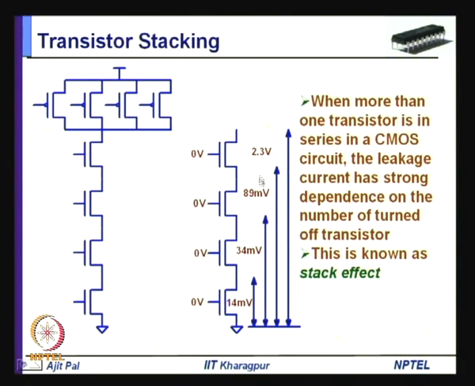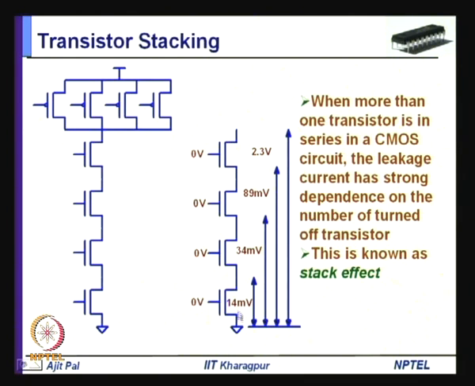So, that means in such a situation we find the source of this transistor is having a voltage of 14 millivolt and the gate is 0 volt. This is having 39 millivolt and this gate is having 0 volt. That means the source is having 34 millivolt and the gate is 0 volt. And as you know, for all these transistors we have assumed that the substrate is connected to ground, because the body bias is 0.